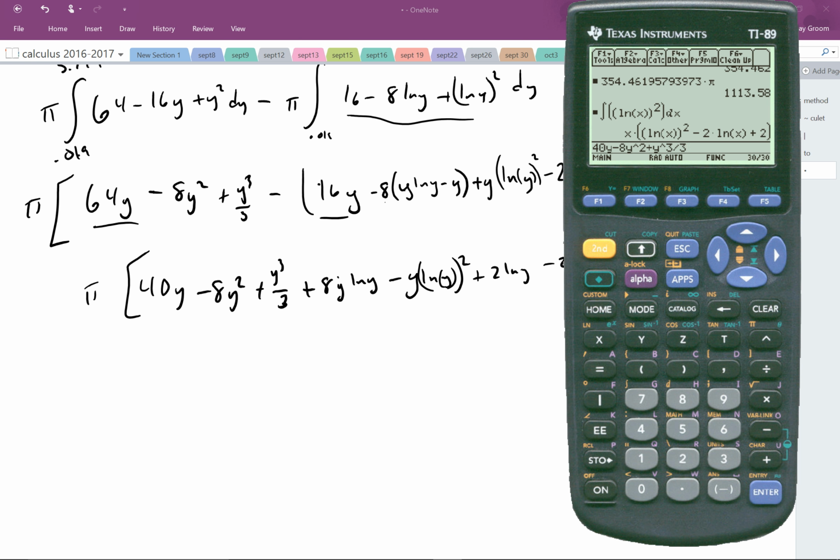Will we ever get to use our calculators? Yeah, some. But we're going to learn how to do it the good way first.